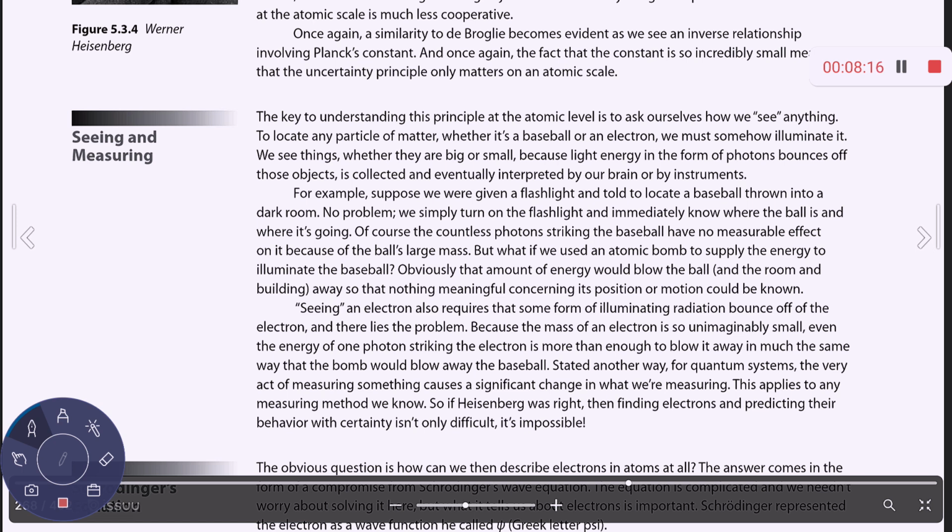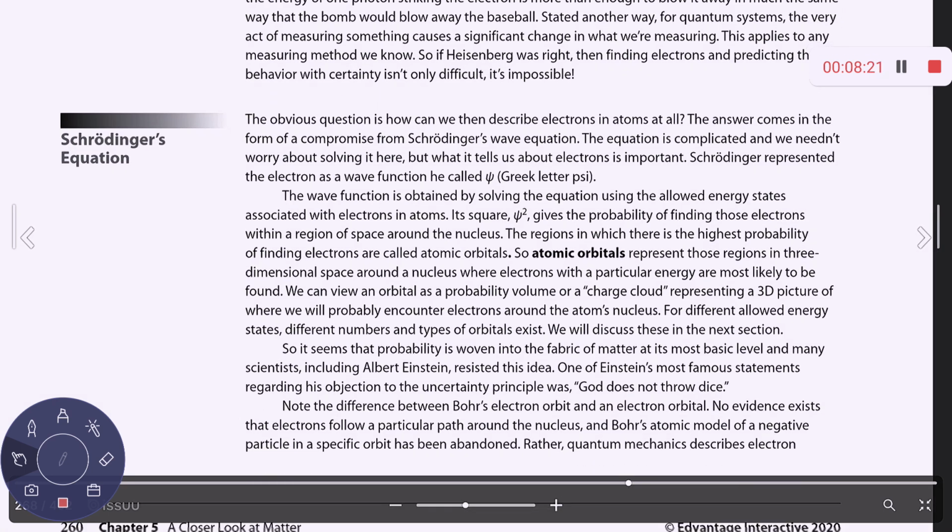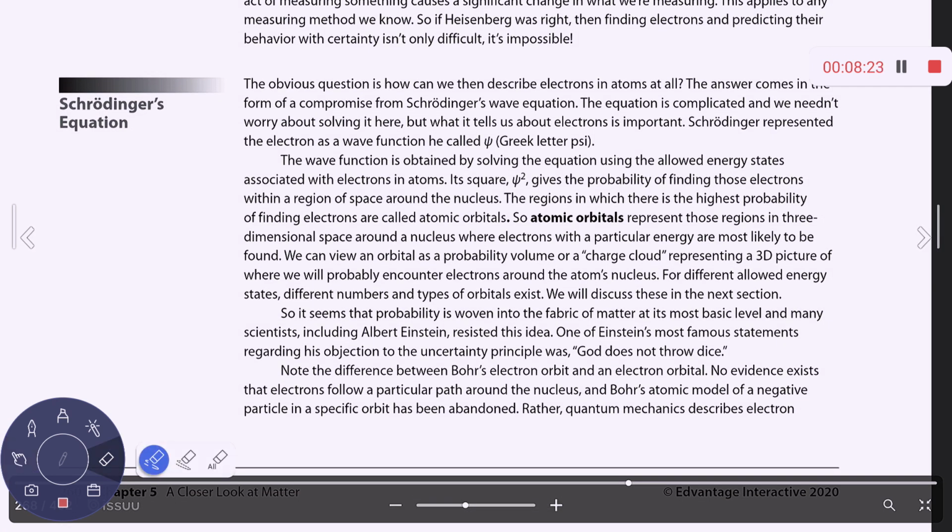So what they did was they used calculus to derive the probable locations in space of electrons, and they came up with something known as atomic orbitals. So atomic orbitals are the regions in space around a nucleus where electrons with certain energies are likely to be found. And this is what I'm going to be spending a lot of time on in the next section. Okay? All right, so that's all I'm mentioning from here. Let's turn to section 5.4.